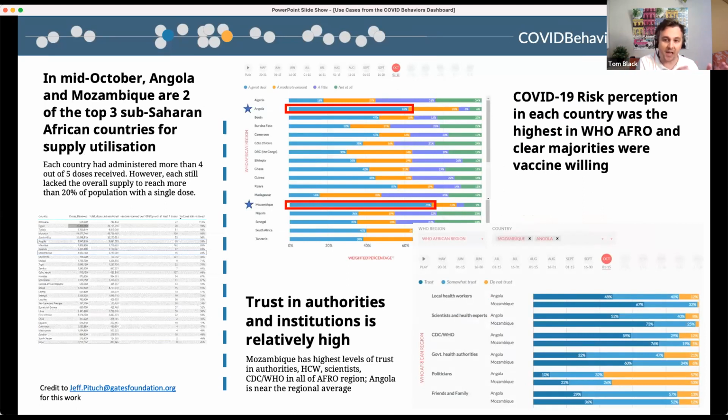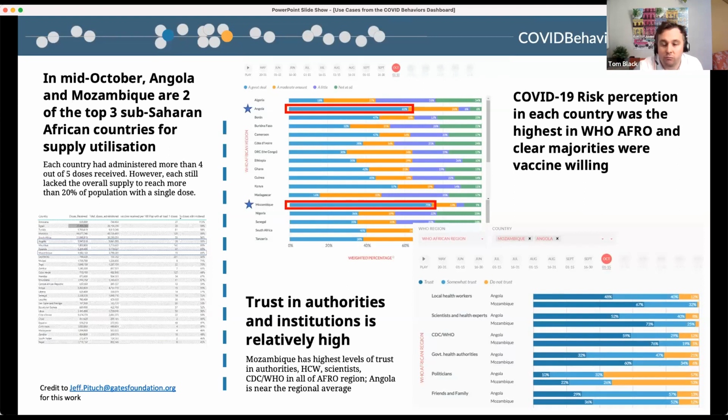So the table on the left shows how in mid-October, I think this was, Mozambique and Angola were some of the most efficient countries at translating supply of the vaccines into administered. And obviously there's a lot that goes into that, but one component of that is demand, is willingness for the vaccine. And so we use the COVID behaviors data to assess where these two countries were differentiating themselves from others in sub-Saharan Africa in terms of population perceptions of the vaccines.